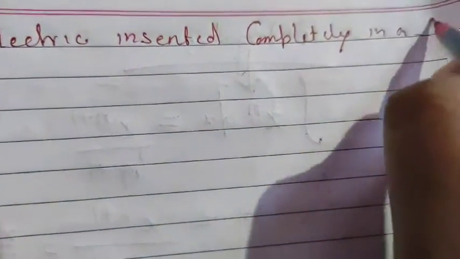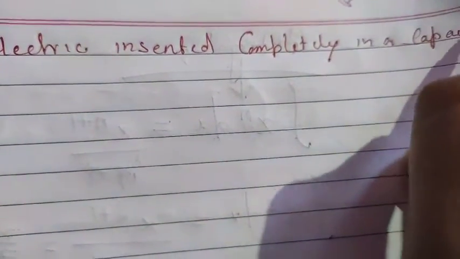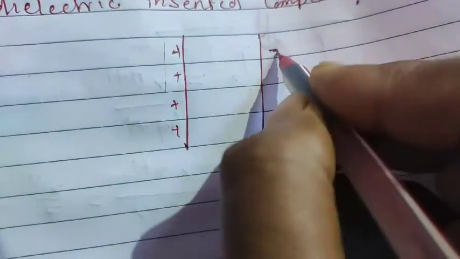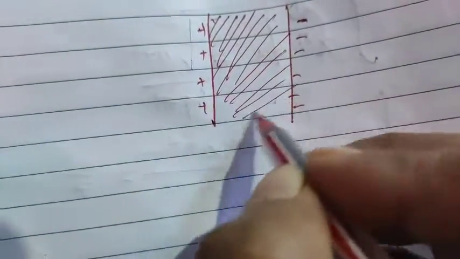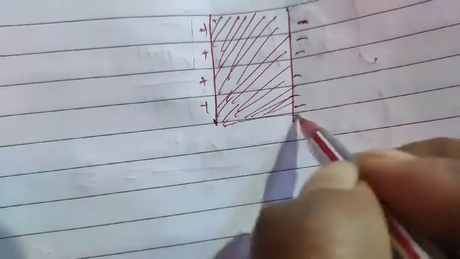completely in a capacitor. A capacitor is what? One is a charge storing device. One side you take positive, another side you take negative, and now I will insert a dielectric without maintaining any gap. Suppose like this. Okay, we are inserting a dielectric which covers the space between the capacitor plates.